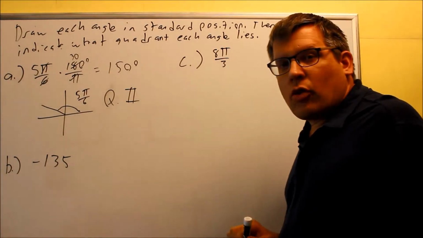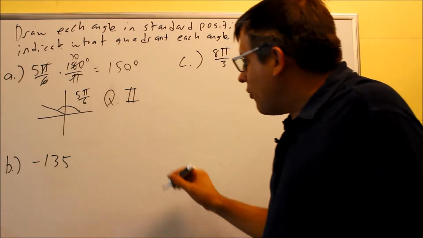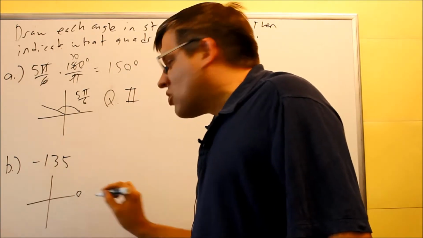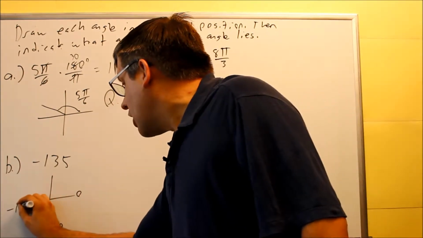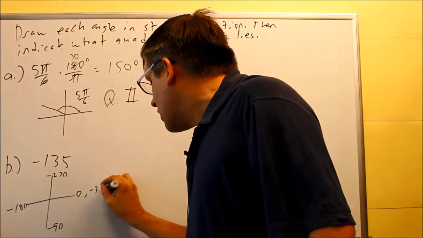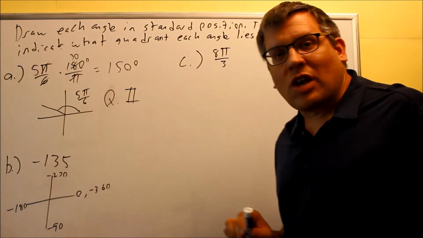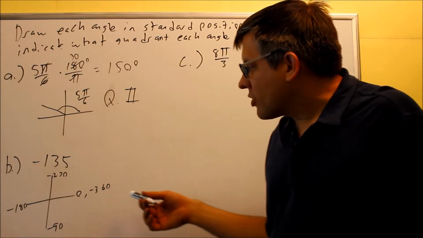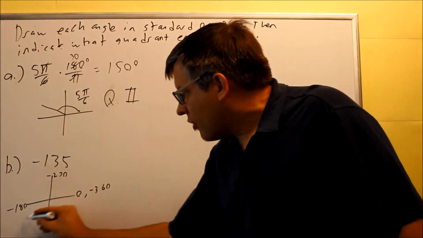Let's look at a negative 135. We can just keep that in terms of degrees. Now, if you're going in the negative direction, you start with 0 here, and then it's going to go down here, negative 90, negative 180, negative 270, and then negative 360 here. Remember you're going clockwise if you have a negative angle. So this is how you can tell what quadrant it's going to be in. We go 0, we go down this way, negative 90. Then a negative 135 will end up here.